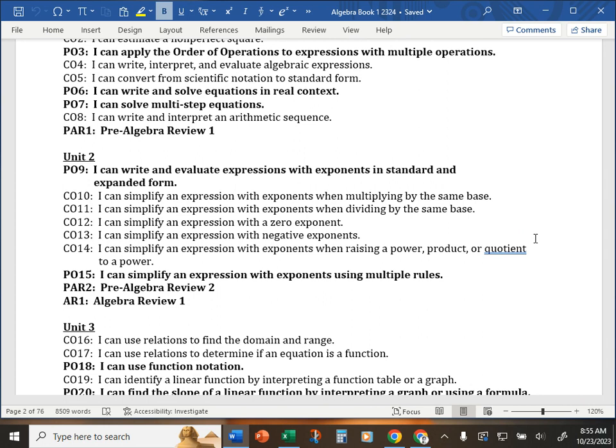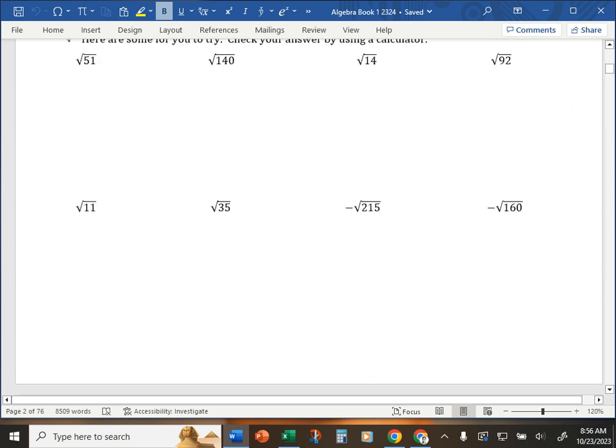You've probably not done a whole lot with zero powers before. You know what a power is. You've squared things, you've cubed things. We talked about the order of operations. But how often have you seen a zero power? Maybe not so often. How about negative powers?